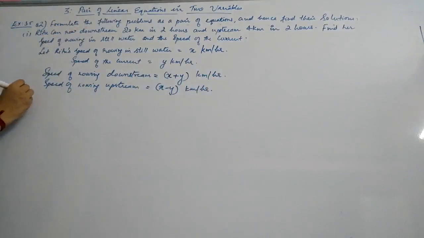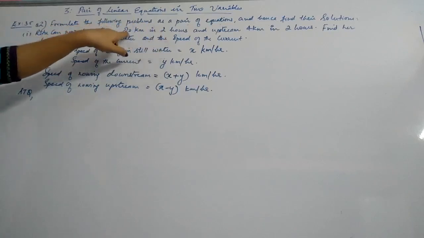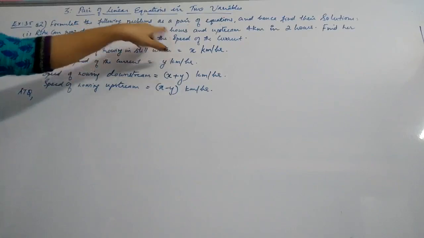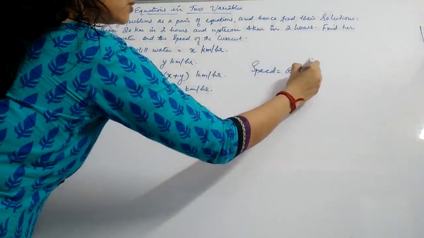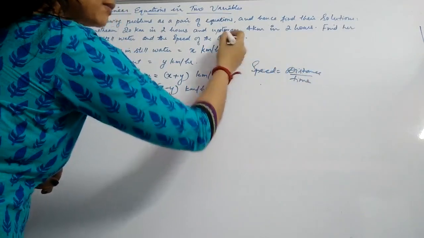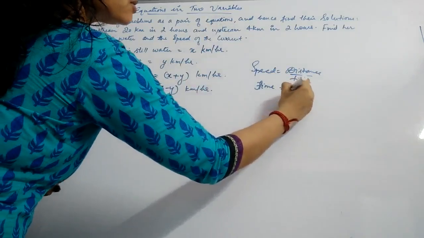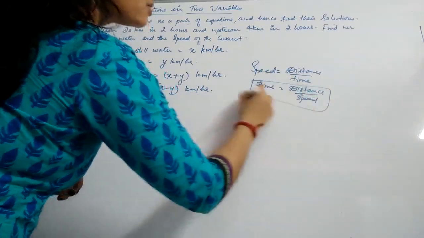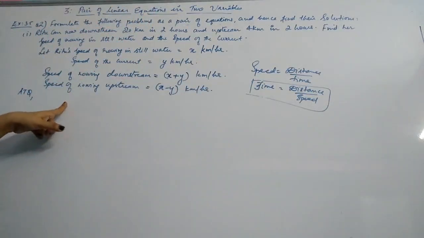According to the question, what you will get? Ritu can row downstream 20 km in 2 hours. That means this is the distance covered by her and this is the time taken by her to row completely. So we will use the concept of speed equal to distance by time. You know the relation, speed equals distance by time, or time is equal to distance by speed, right? So this concept we are using here in order to form the linear equation.